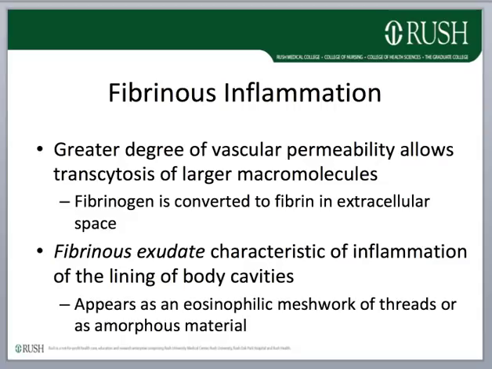The conversion of fibrinogen to fibrin is an integral part of coagulation, and I think the difficulty that students have sometimes is that we don't really discuss these together. A fibrinous exudate is characteristic of inflammation in the lining of body cavities, such as the meninges, pericardium, and pleura. Now, histologically, fibrin appears as an eosinophilic, that is bright pink, meshwork of threads, or sometimes as amorphous material.